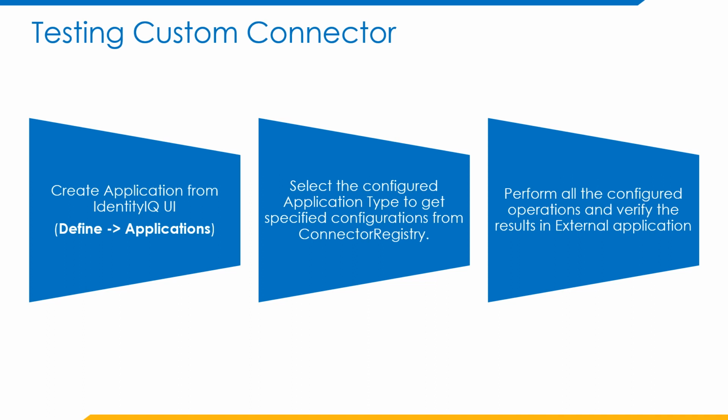Alternatively, the application connector can be tested from the integration console, which can be opened by running the iiq integration command from the bin directory, which is present in the WEB-INF directory, which is present in the IdentityIQ installation directory. This console can be used to test the various features of your connector, including aggregation and provisioning.